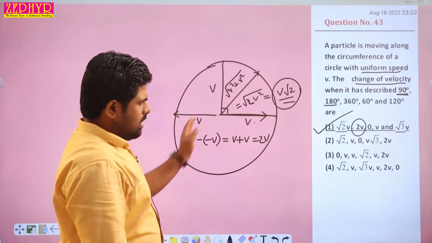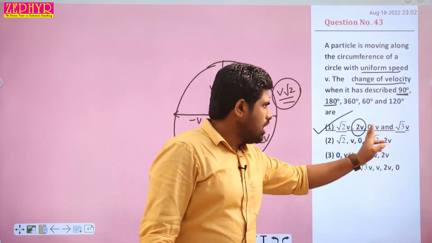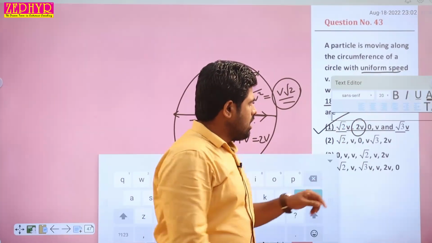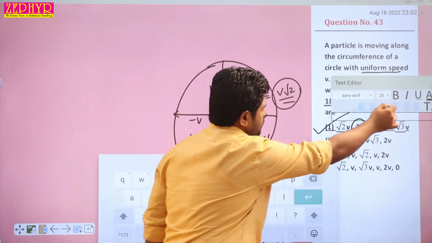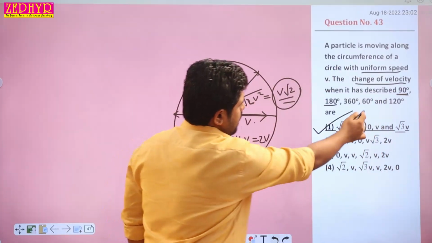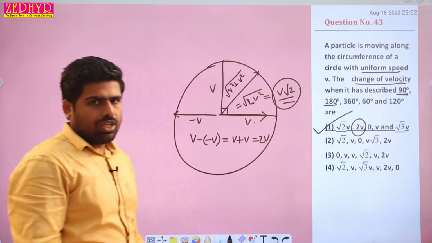Okay, in a similar way you just check the other angles: 360 degrees, then 60 degrees and 120 degrees also.